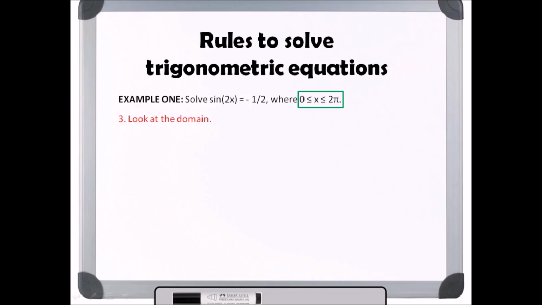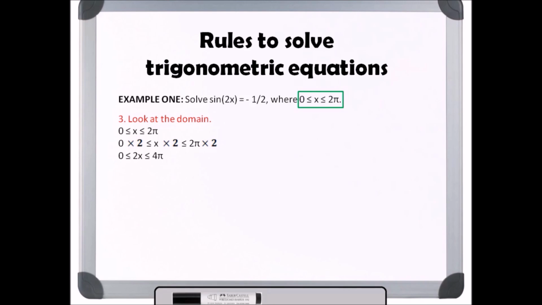Step 3. Look at the domain. We know the domain for this case is x between 0 and 2 pi. But what we need to do is to manipulate this domain so that we can find the values that 2x, which is the term within your sine, can take. How do we do that? We can multiply all sides of your domain by 2. And this would give us 2x being between 0 and 4 pi.